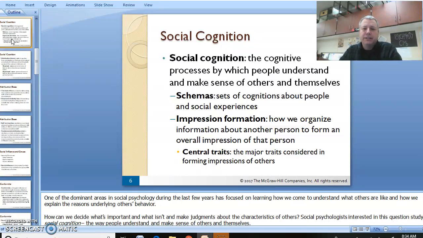Social cognition is what we do to make sense of the world, make sense of other people, how we categorize, and all those other things. Okay. Schema, a set of cognitions about people and social experiences. You might have a schema about blue collar workers or white collar workers. You put them in categorizations that are separate from one another.